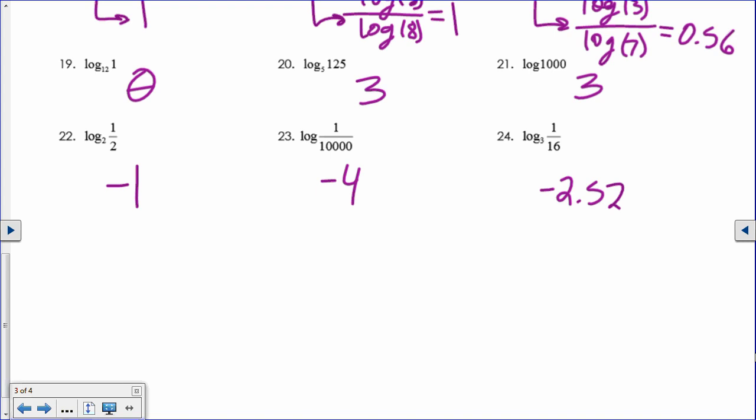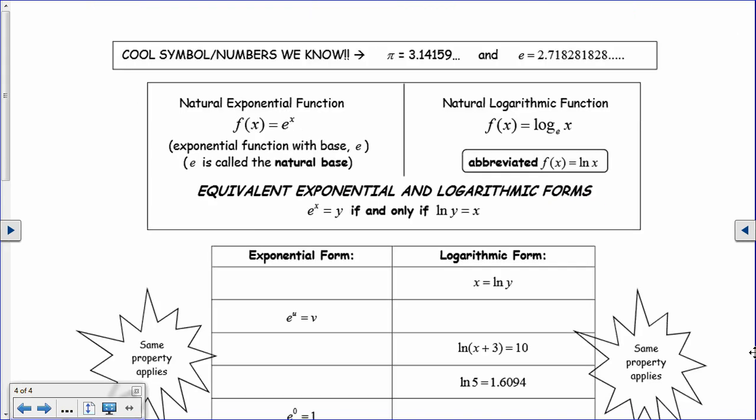So the 2 skills on this page, converting and evaluating, are the 2 things we're going to put together to solve. To solve something, those are the only 2 things you guys need to know how to do: convert and then evaluate a log.